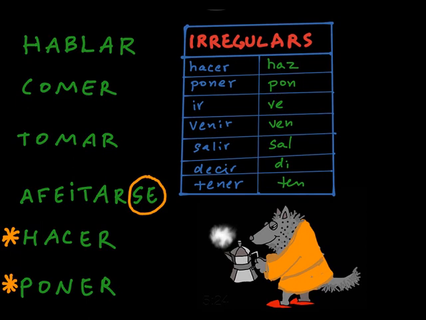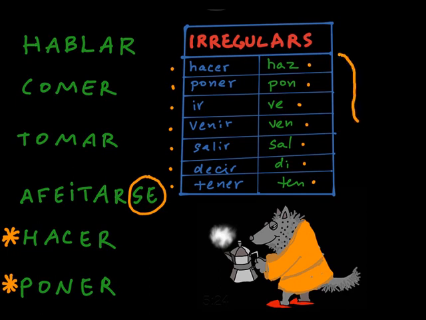irregular verbs. So you have here hacer, to do or to make, and the command will be haz. In Spain it will be haz, with the lisp. In Latin America just s. Poner, to put. Ir, be, go. Venir, to come, ven. Salir, to go, to leave, sal. Decir, to say or to tell or say. Tener, to have.